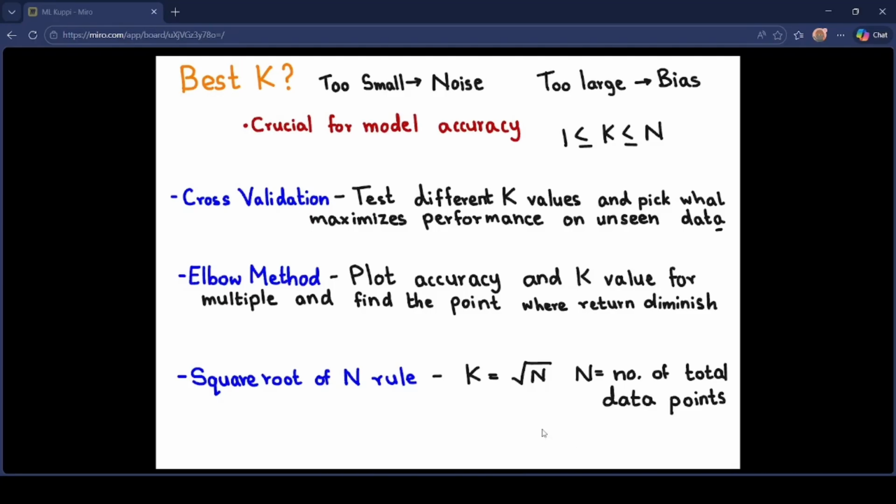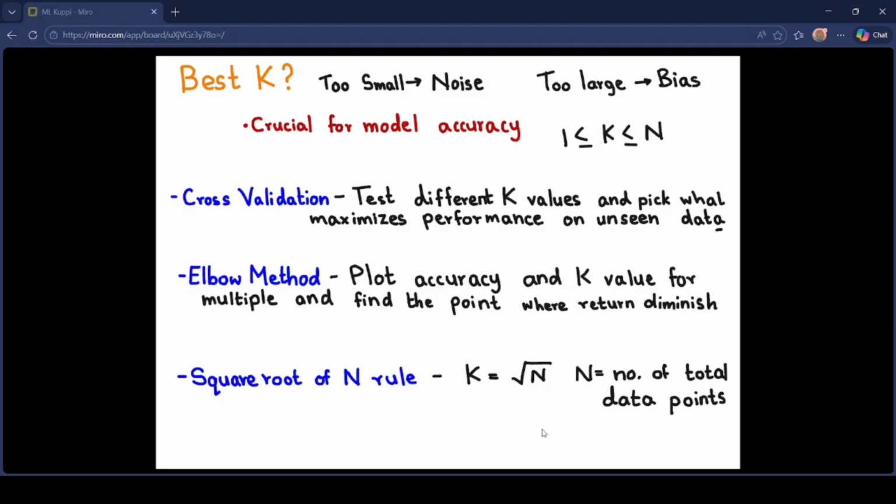The next technique, which we can use in manual calculation, is the square root of n rule. When capital N is the total number of data points, the best k is taken as the square root of the total number of data points. So let's assume our data set has 16 data points. The k value that we are going to consider would be the root of 16, that is 4.